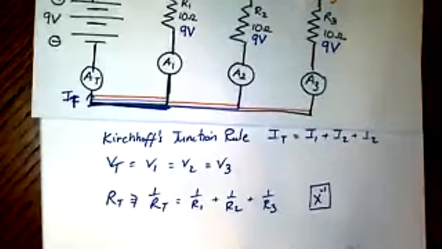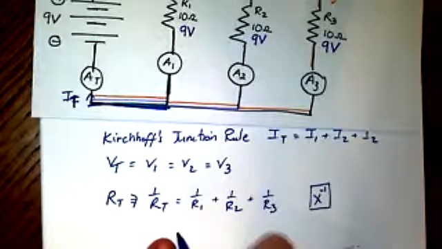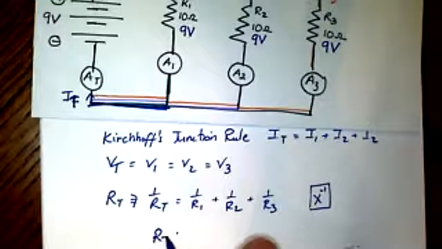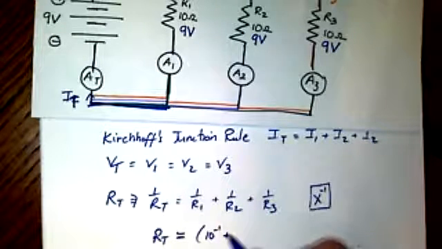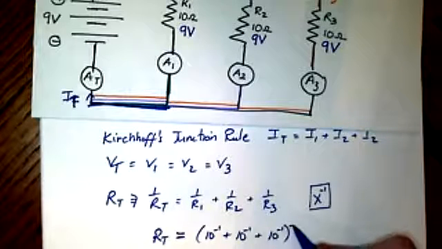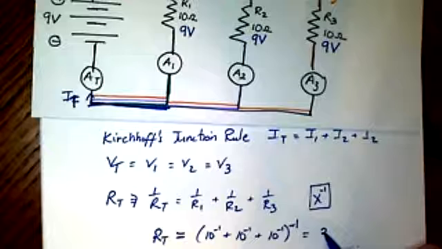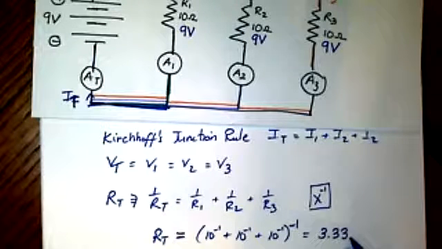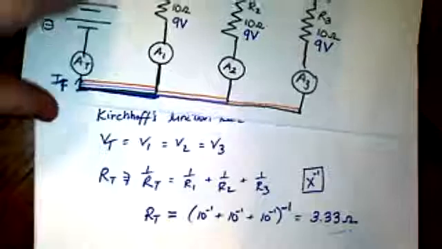It's your x to the -1 button. So if I was doing this in the calculator, I would simply say the total resistance is going to be 10 to the -1, plus 10 to the -1, plus 10 to the -1. I would take the x to the -1 of that again, put it into the calculator, and I am getting 3.33 ohms. So that's how we are going to calculate the total resistance in a circuit.